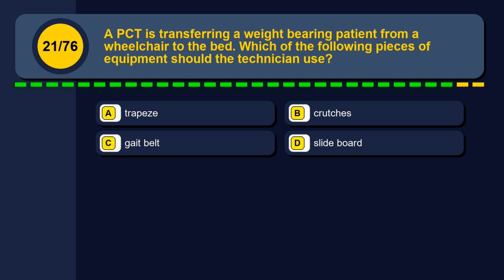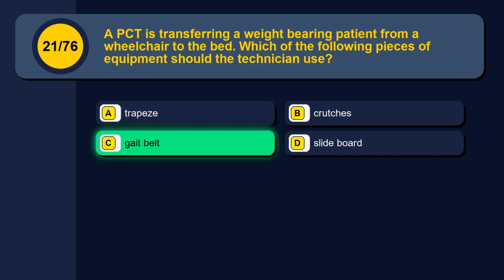Question 21. A PCT is transferring a weight-bearing patient from a wheelchair to the bed. Which of the following pieces of equipment should the technician use? Option A. Trapeze. Option B. Crutches. Option C. Gait belt. Option D. Slide board.